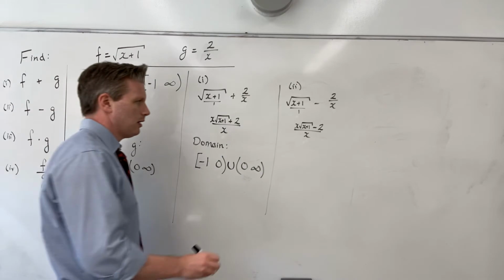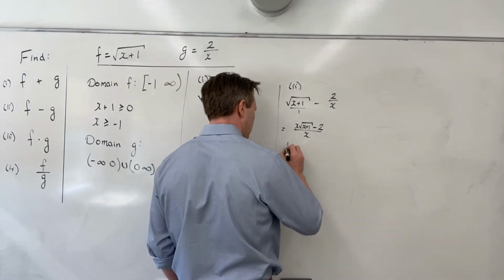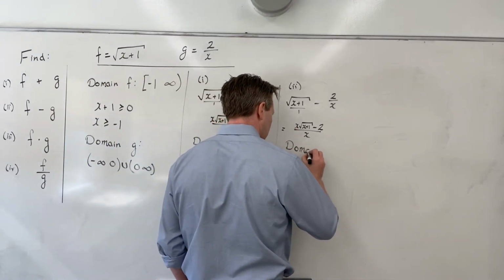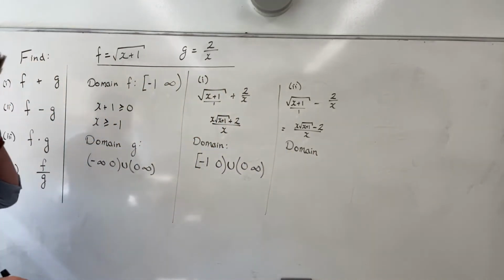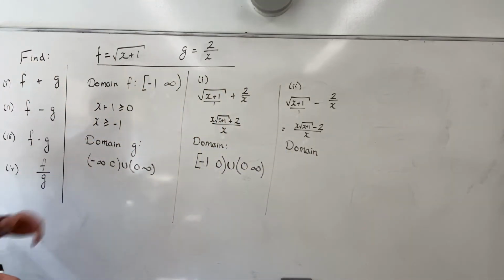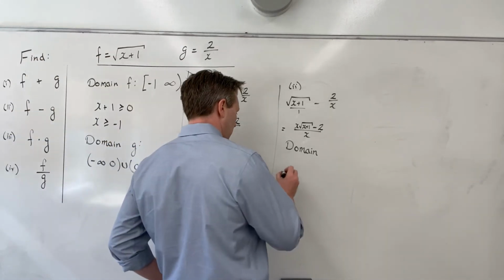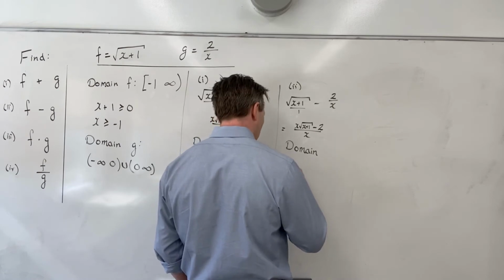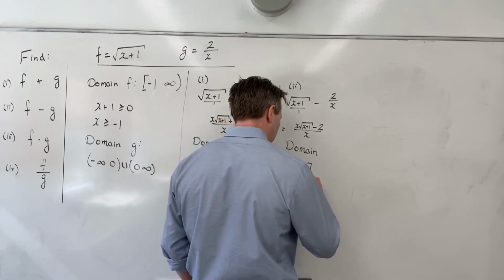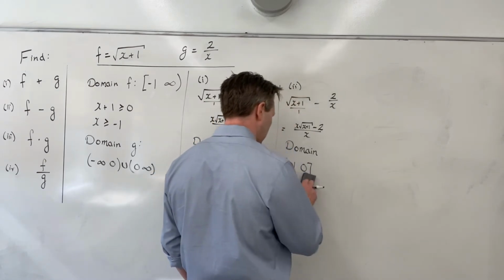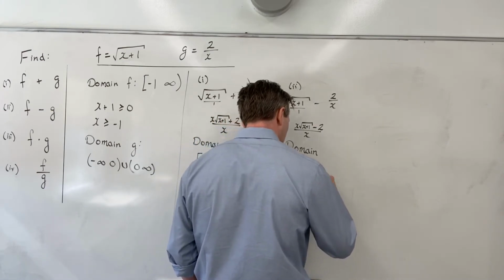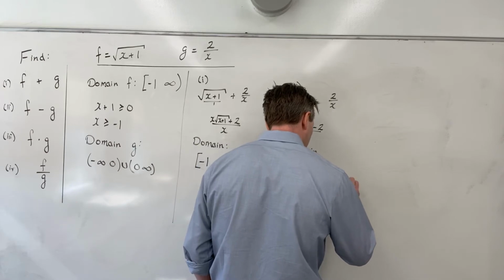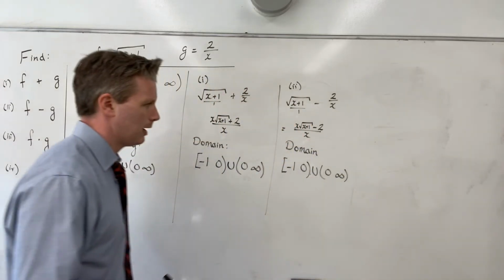The domain is the same as the domain here. The domain is the combination of the two domains from my original two functions. So it is minus 1 to 0, including minus 1 but not including 0, union 0 to infinity. So that's my domain.